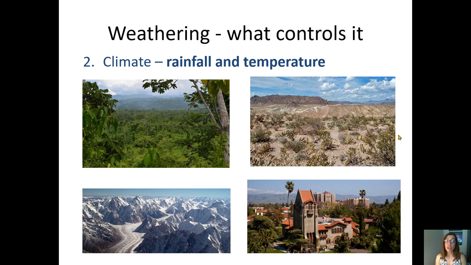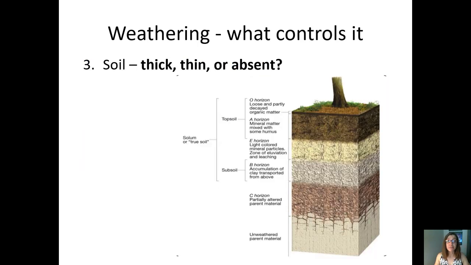And then temperature. So temperature speeds up chemical reactions. So places that are warm are also going to tend to have increased weathering rates. This is in contrast maybe with a glacially dominated system, which is cold, but the glaciers themselves, the physical processes, do contribute a substantial amount to weathering.